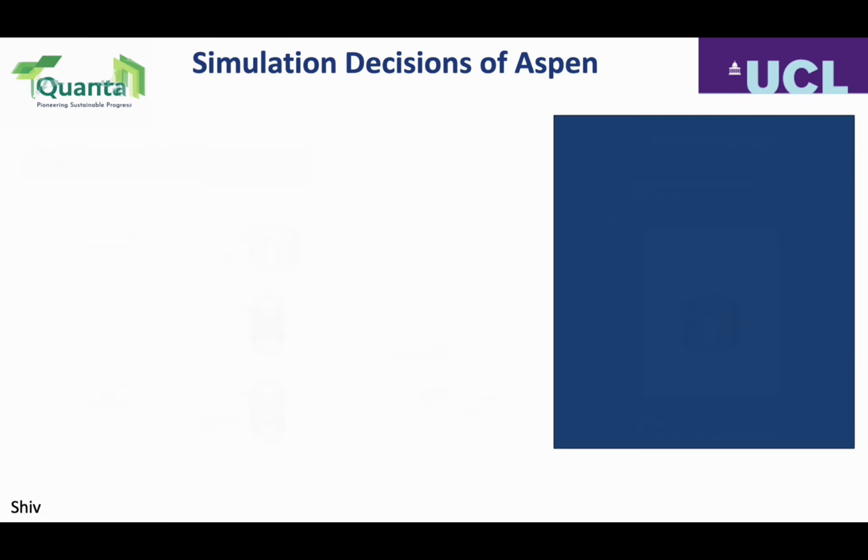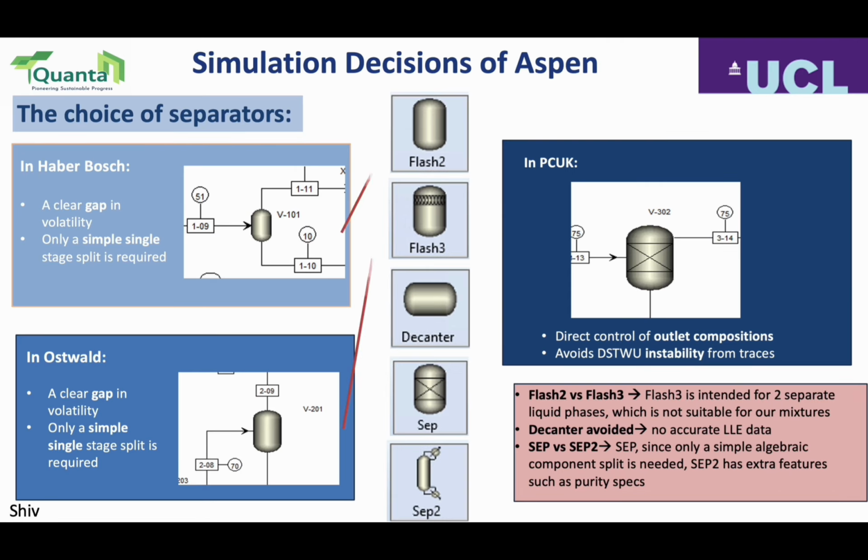For the areas where separation is required, Flash 2 was used when there was a clear gap in volatility between the materials being separated, such as water and nitric oxide. Flash 3 was not used because it's intended for systems that form 2 separate liquid phases.